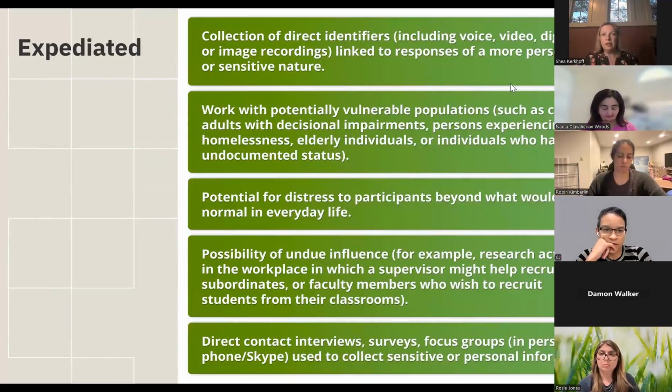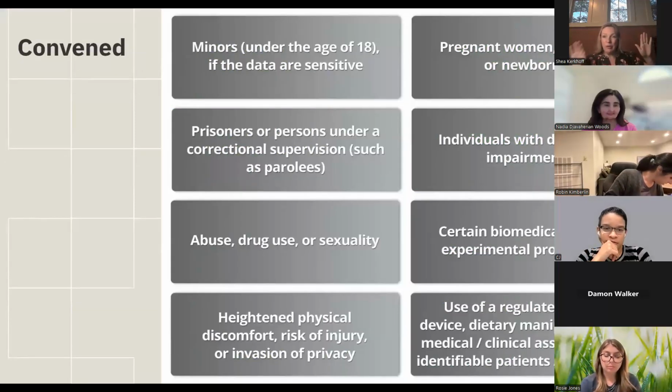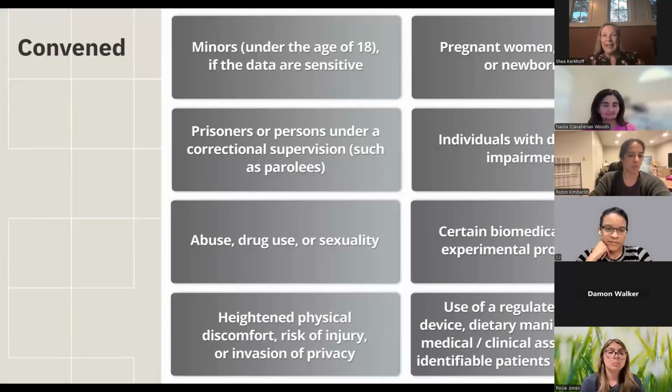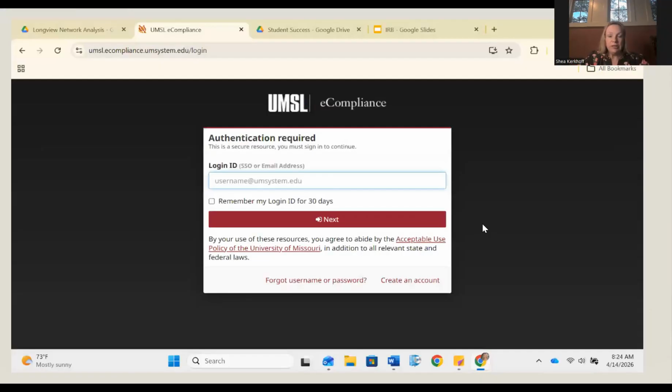Expedited has different categories. But expedited has its own. What you really need to know is whether it's exempt or whether it's a full board, because if it's neither of those, then it's expedited. So if it's exempt, it's exempt. And if it's any of these things, then that means you need the convened full board. So you need to make that decision before you go into your IRB application.